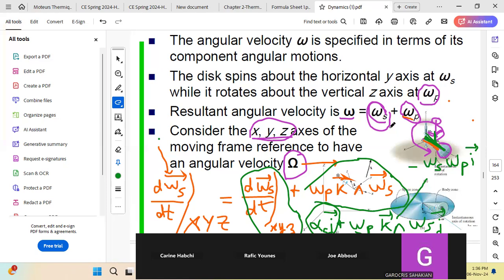No. When you derive omega with respect to time relative to small x, small y, small z, you don't see the change in direction. You just see the change in magnitude, because for you omega s is always directed along the small y. That's why this component is representing the change in magnitude, while this term is representing the change in direction, because it will take into consideration the rotation of this axis about z.